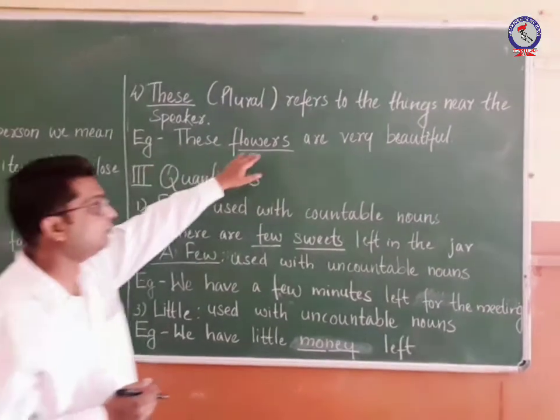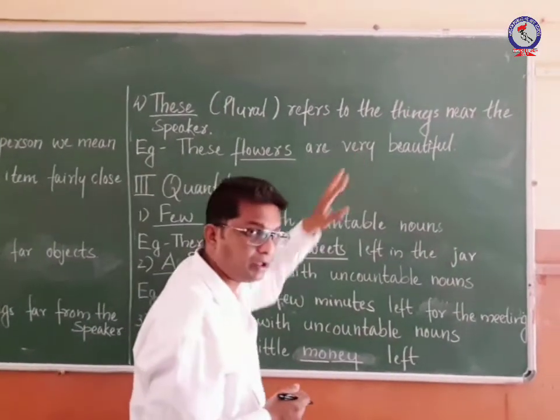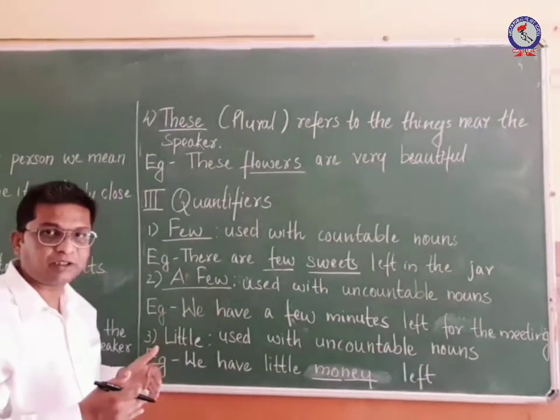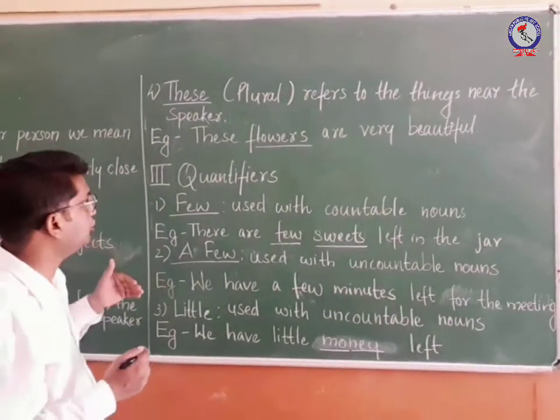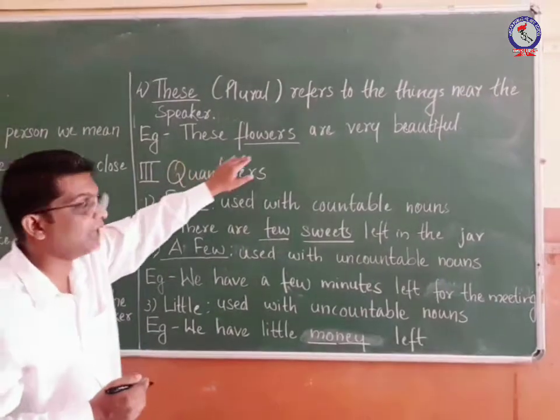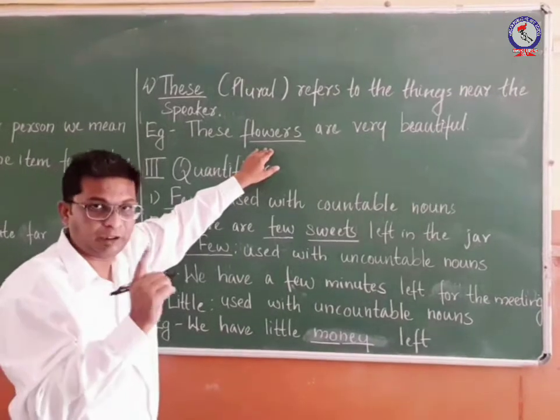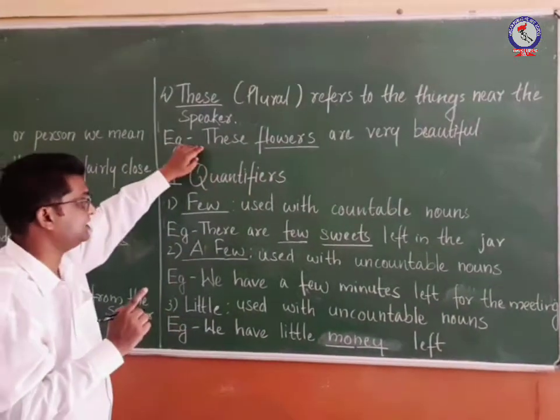Now let us see the example here. These flowers are very beautiful. The flowers are near to the speaker, therefore we will use these flowers. Now flowers are more than one, plural, therefore we will use these.